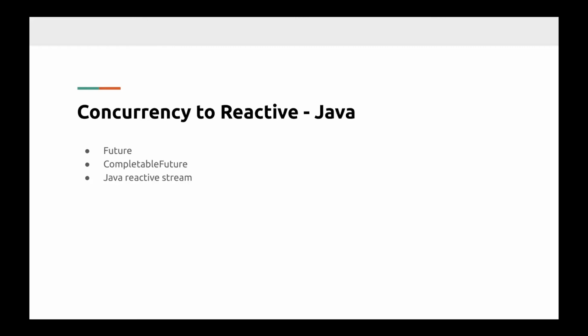But after Java 9, right? Java 9 onwards, you have the Flow framework, the Flow API. The Flow API is a reactive way of handling the data. So Flow is a good way to handle the data. I'll be covering it in the next slide. For now, we'll first quickly go through what is Future, CompletableFuture, and Java Reactive Stream. This Java Reactive Stream is the Flow API available in Java 9.